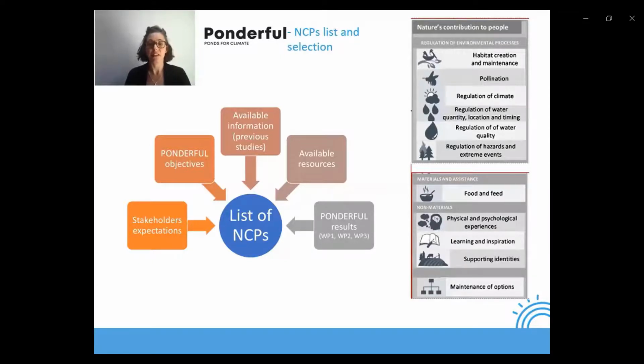So all NCPs that are described in scientific literature are not necessarily relevant to ponds and pondscapes. They are not expected outcomes from the NBS investigated in the framework of Pondful. So during the development of the project, we chose among the 18 NCPs only 11 NCPs according to their relevance for the project.